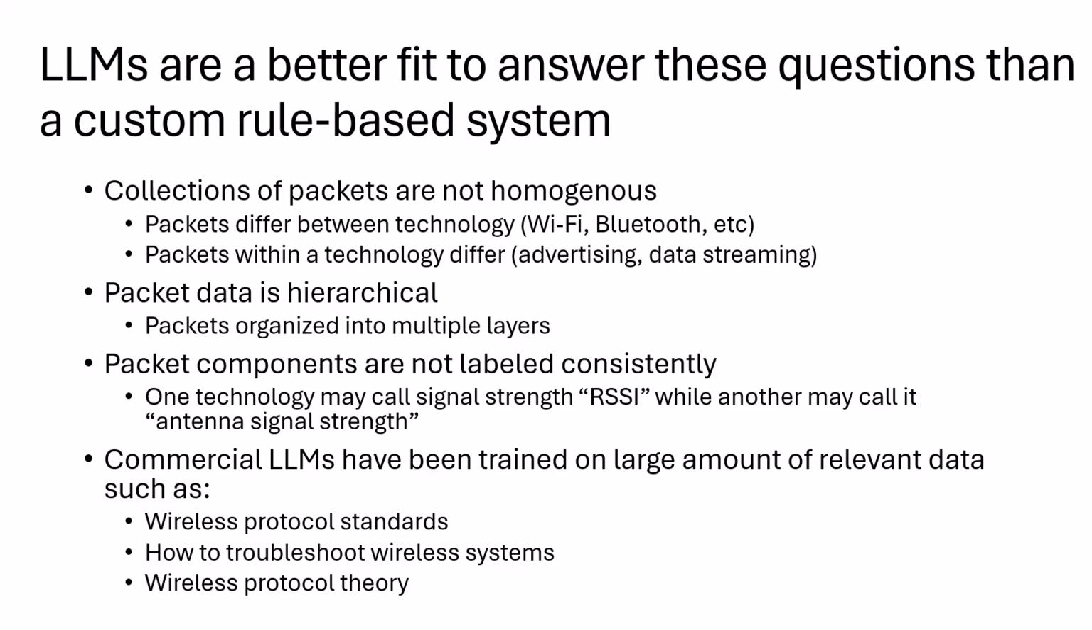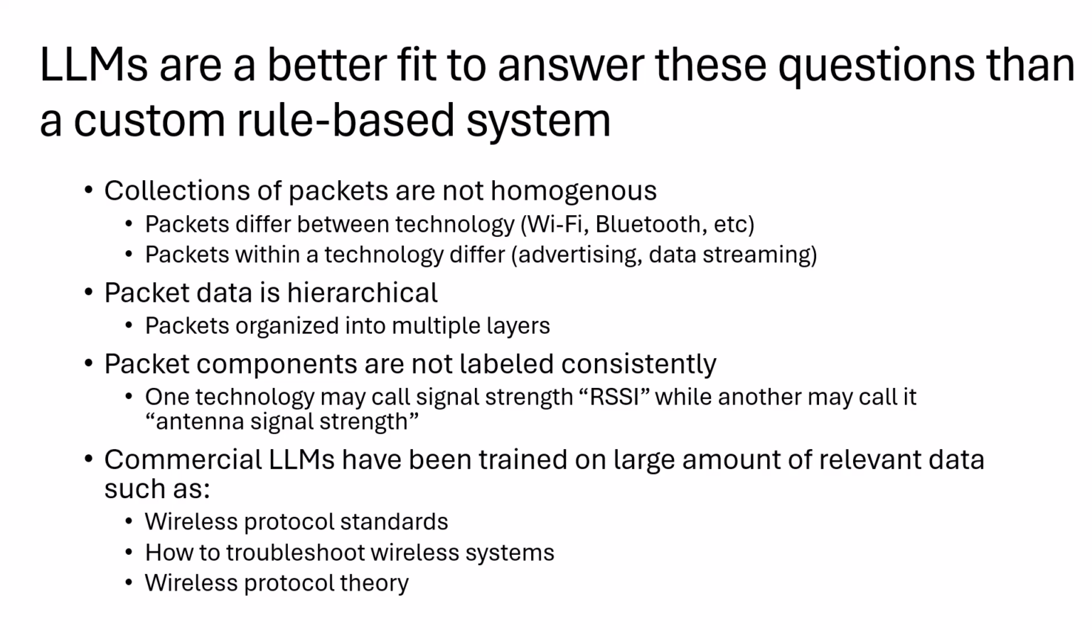With wireless communications, that isn't the case because the information packets have can really differ between technologies. So the data that's in a Wi-Fi packet can be much different than the data in a Bluetooth packet. And even within that technology, within the Wi-Fi or Bluetooth, packets can really differ in the types of data that they have. So an advertising packet in Bluetooth will have different data than an audio packet with streaming data in Bluetooth. Also, if you look at one particular packet, its data tends to be hierarchical.